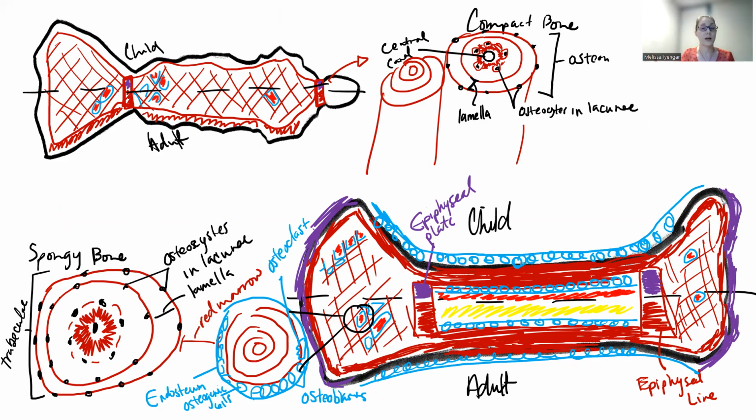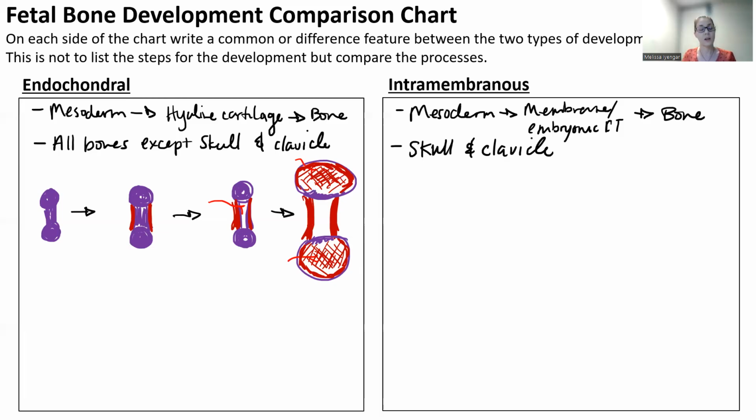And then it makes sure that we have a nice hollow center in our diaphysis, and we have the epiphysis that has spongy bone in the center and compact bone on the outside. So you see, that's how we're going to create our long bones.